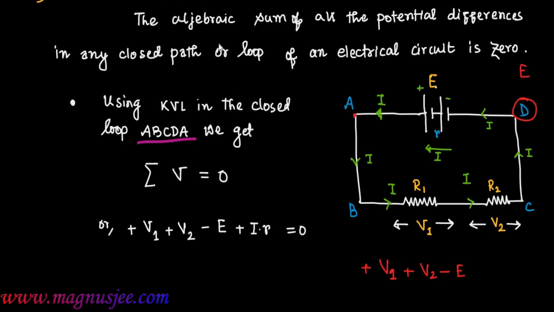Now we have to move from the point D to A, and while crossing the battery of EMF E, we have to cross first the negative pole of the battery, then the positive pole of the battery. That's why the EMF of the battery will be negative. That means E tends to minus E.